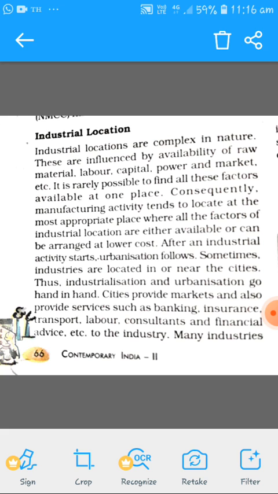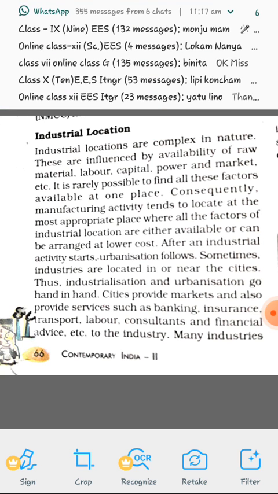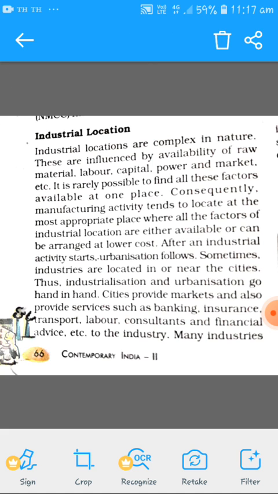Now, you can find the linkage. Here in your book, it is given that urbanization means cities. Okay, in cities you'll find facilities like a market. Cities provide a market. So a huge population is there, and so the consumption of the commodities also will be more, and cities also provide services. Okay, so what are those? Banking, insurance, transport, labor, consultants, financial advice. Okay, so all these needs are present in cities.